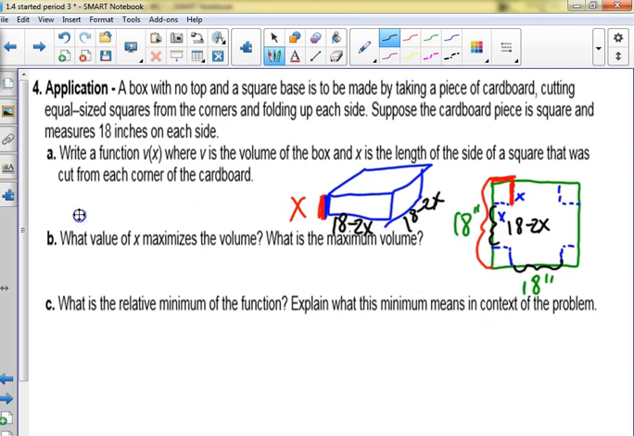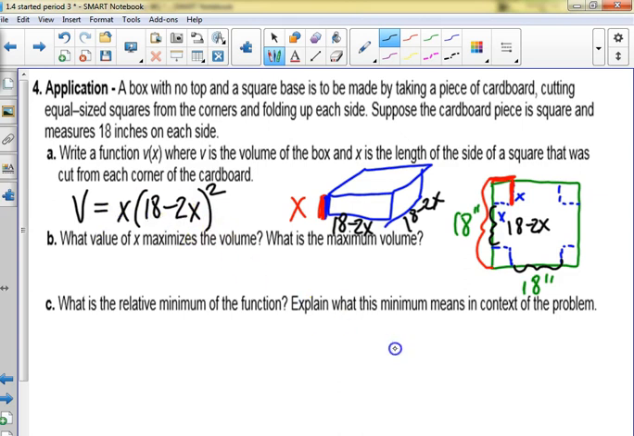So what's our expression for the volume? Length times width times height. Is there a way we could write that, multiply all those together? X times 18 minus 2x squared. Can I just abbreviate that and simplify and everybody's okay? That's length times width times height. All right, we're supposed to find the maximum volume and what value of x maximizes it.